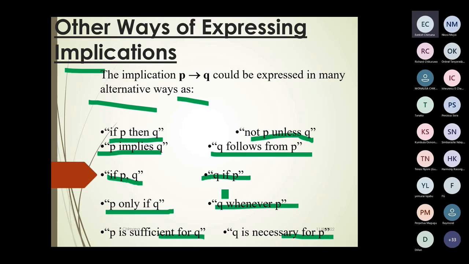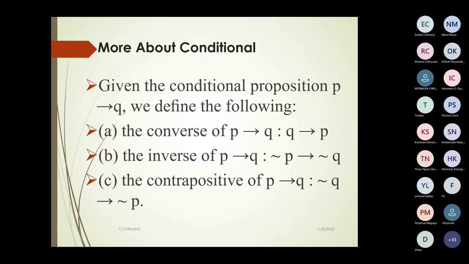P. I'm sure this question was raised earlier on, the whenever issue. When you say Q whenever P, it's an implication. We are saying that P implies Q because Q whenever P, which means we need P for Q to occur.